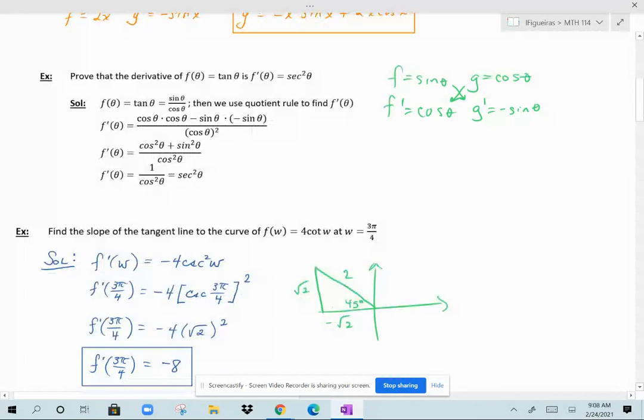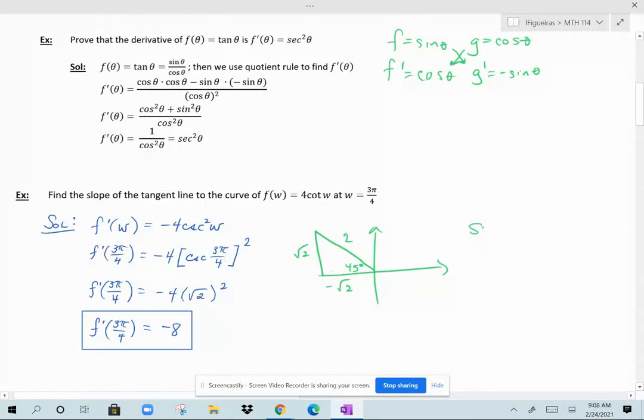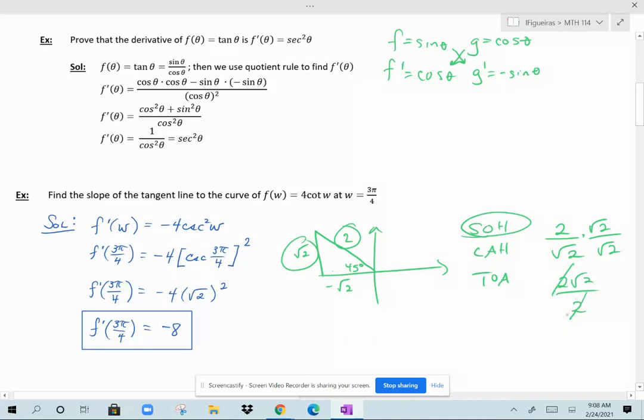And cosecant is the reciprocal of sine. And so if you remember SOHCAHTOA, sine is opposite over hypotenuse. So we want hypotenuse over opposite. And if you were to rationalize that by multiplying by root 2 over 2, you get 2 root 2 over 2. But these cancel, so your answer is just root 2. So that's exactly what you see right here. But then we have to square that, and root 2 squared is 2, and multiply that by negative 4, and so we get that the slope of the tangent line is negative 8.